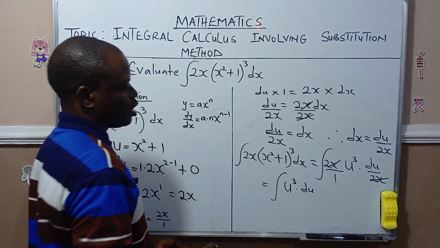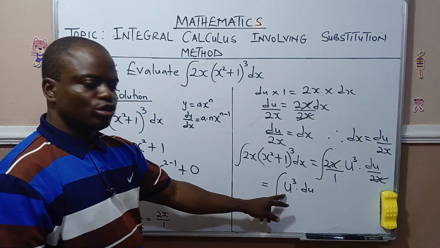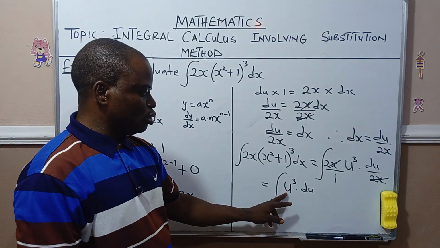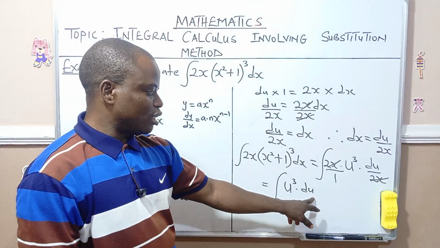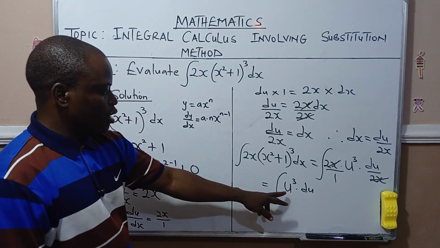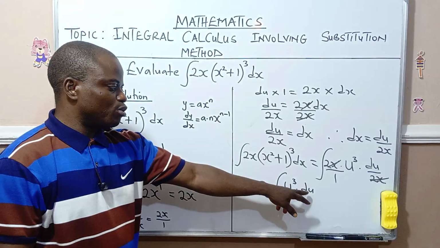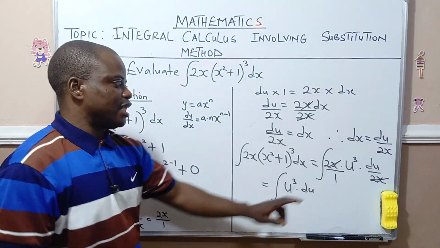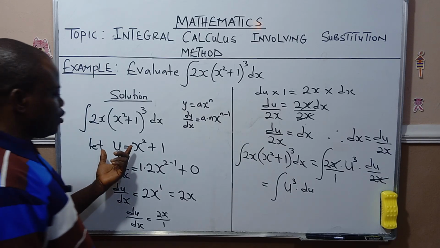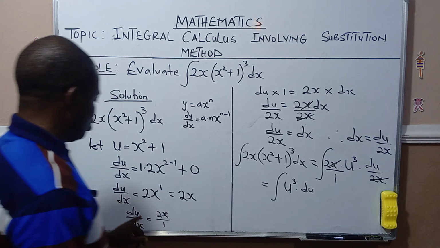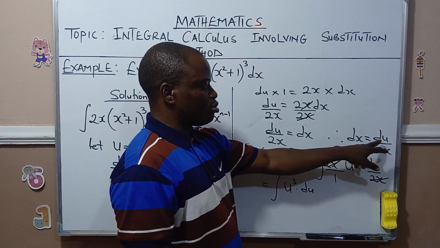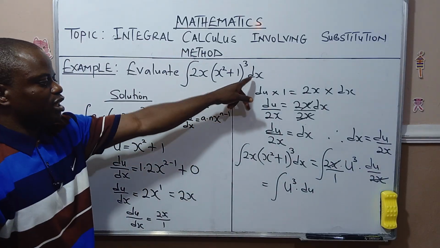Now, we want to carry out the integration of u raised to power 3. When you are solving this type of problem, when you are integrating u, it must be in terms of du and not dx. This is why we change it to du, because we want to integrate u. That's why in our substitution where we carry out the assumption, we differentiate u with respect to x, and at the end we make dx the subject of the formula so that you can substitute it back in the question.